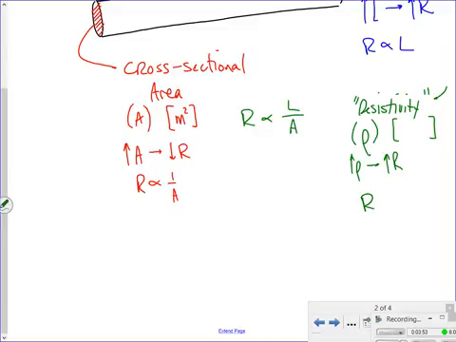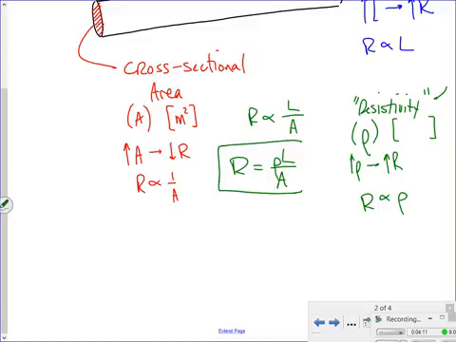And it happens that resistance is proportional to resistivity. Resistance is equal to what physics folks say, rho L over A. Rho L over A. Now this works at constant temperature.